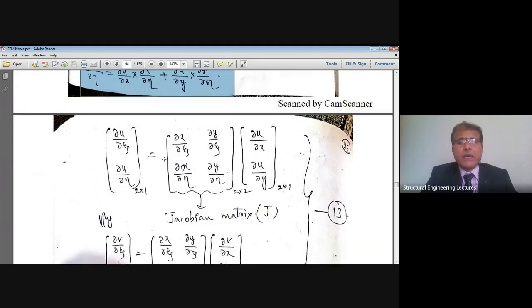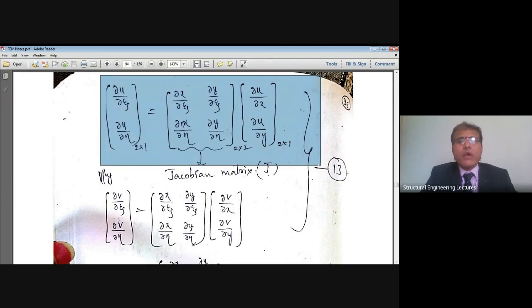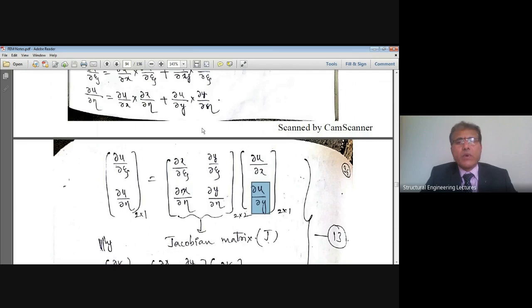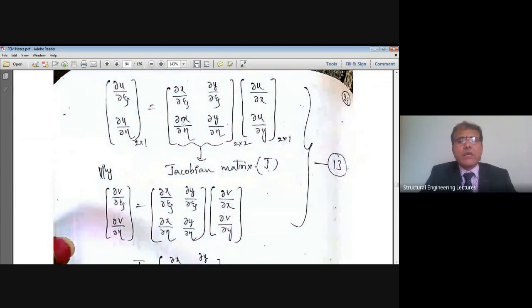Just recall these equations. I am putting that in matrix format, students, as dou u by dou xi and dou u by dou eta, which is a 2 by 1 matrix, can be written as dou x by dou xi, dou y by dou xi, operated upon dou u by dou x, dou u by dou y. Please see that dou x by dou xi operated upon dou u by dou x, dou y by dou xi operated upon dou u by dou y is that first equation. Similarly, the second equation is dou u by dou eta is nothing but dou x by dou eta multiplied by dou u by dou x, sorry, dou y by dou eta multiplied by dou u by dou y.